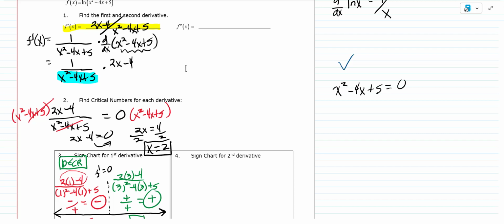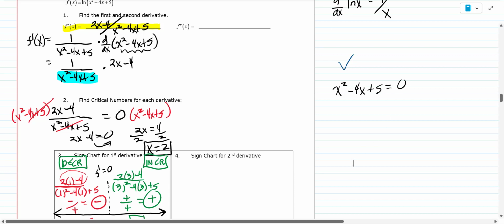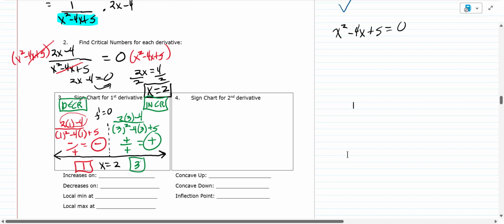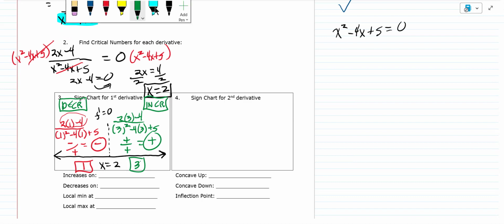So since the first derivative is positive, tell me what that means. You're increasing. Thank you. So that again is the purpose of the first derivative, the critical number, and the sign chart. We now know kind of what the graph looks like. So now let's go down and write the answers.